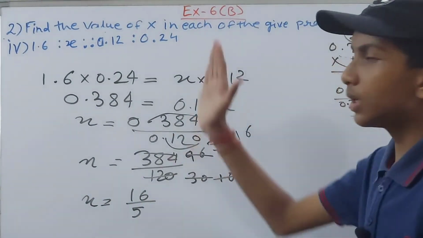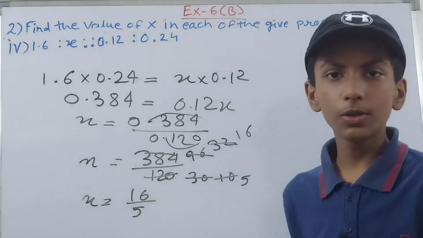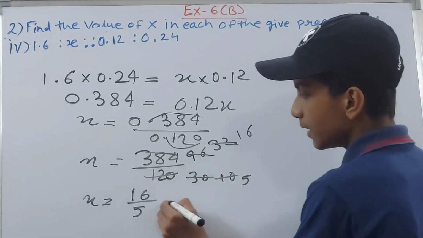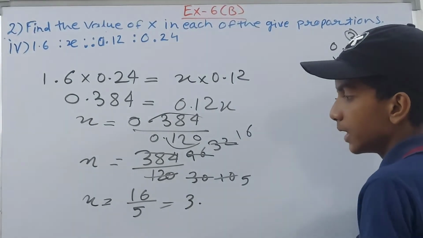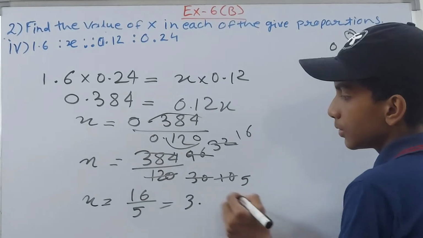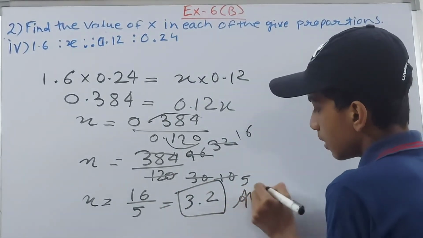Since all the numbers are given here in decimal, what I'll do is convert this also to a decimal rather than a mixed fraction. So 16 upon 5, 3 times point and 1 zero increases, 10 goes 2 times, so 3.2. This becomes our answer.